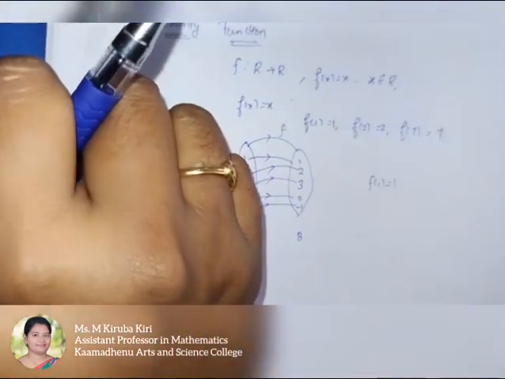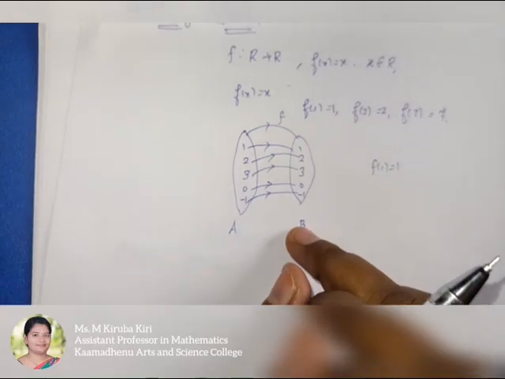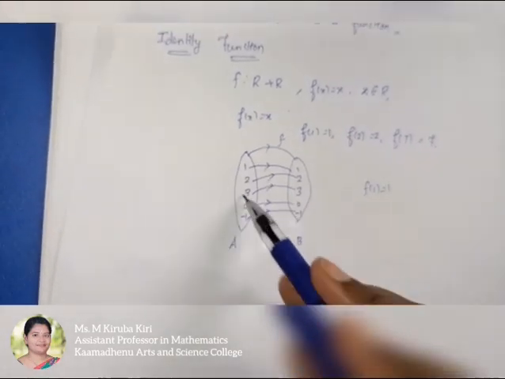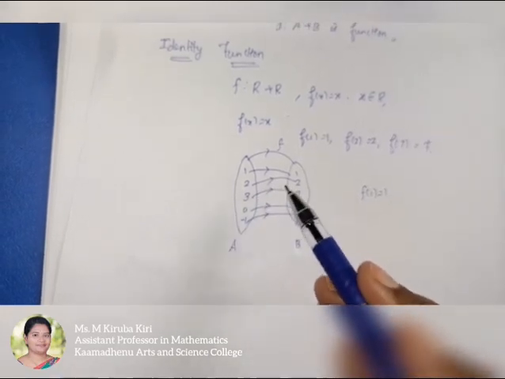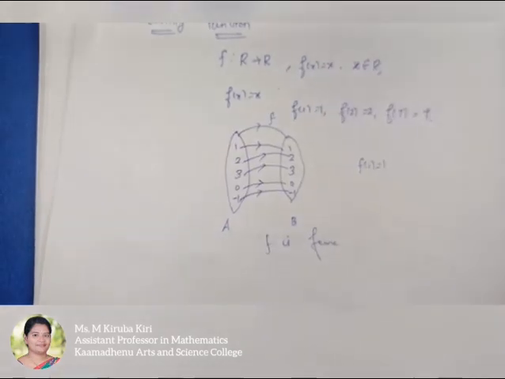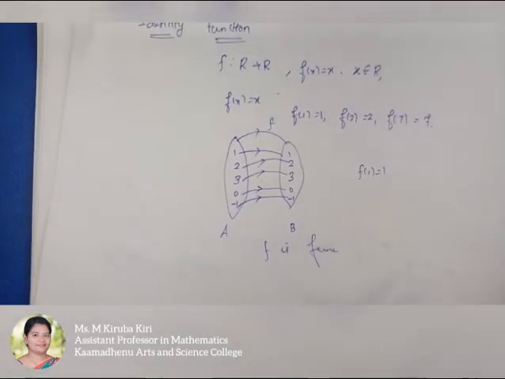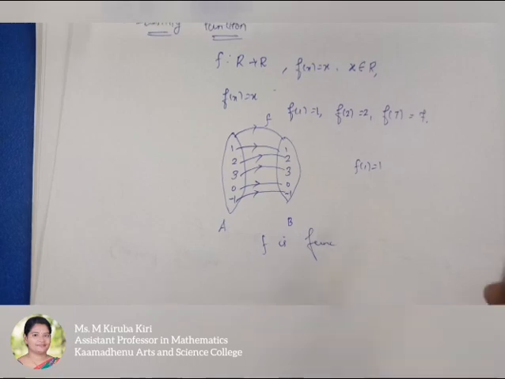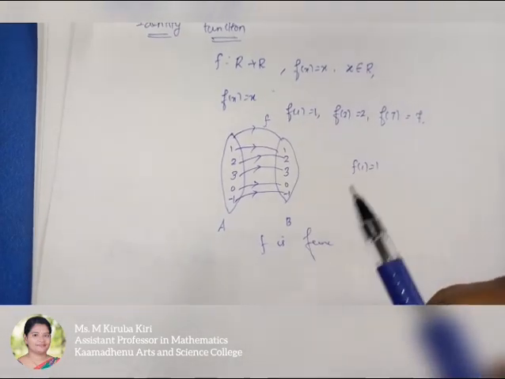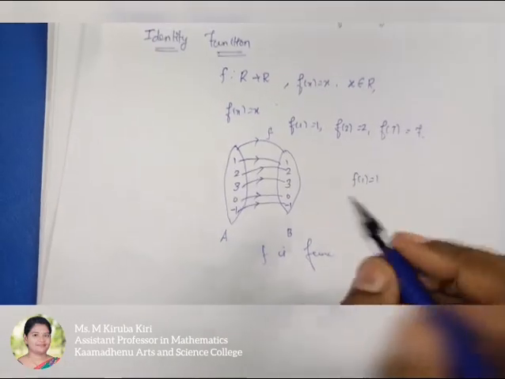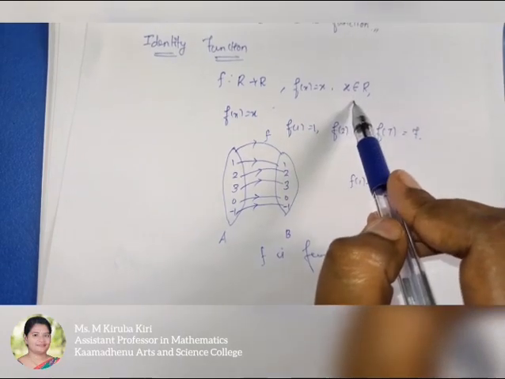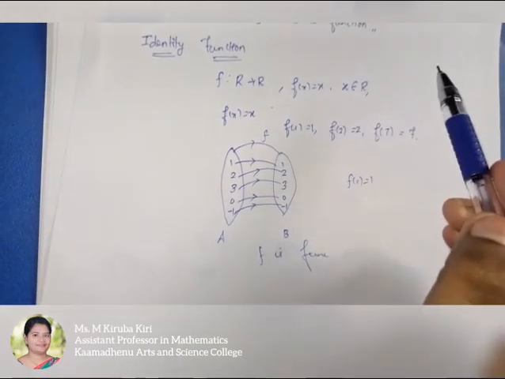You observe this arrow diagram. Is it a function or not? You can see here every element of A is used only once. So it is clear that f is a function. Now we need to check whether this function is identity or not. We can say the function is an identity function if f of x equal to x, where x belongs to real numbers.